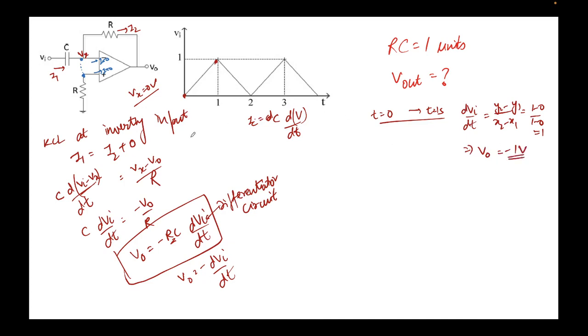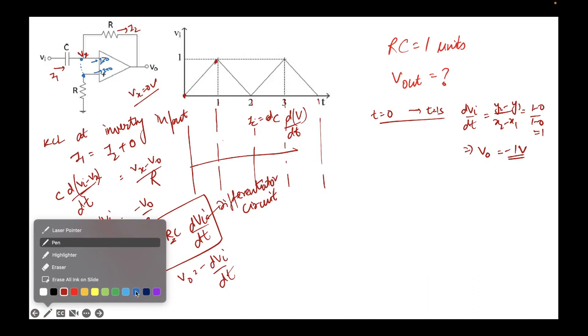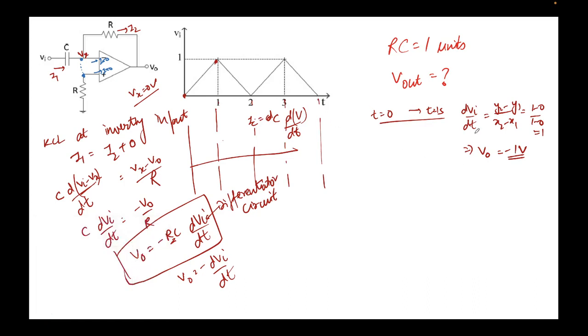Okay, let me draw it here. I'll use a different pen for drawing. Right, for between t equal to 0 to 1 second, the value is negative. This is V output. This is time. Right, so this is minus 1. Okay, this is minus 1.